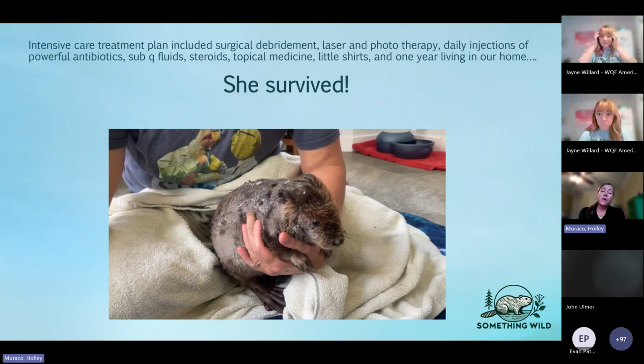So I, not being one to want to give up, this little fighter, she wanted to survive. She never did want to give up herself. We gave her an intensive care treatment and lots of treatment plan, between surgical debridement of the skin, laser and phototherapy, daily injections of antibiotics and sub-Q fluids and steroids and topical medicine and little shirts. And she was in our home for 1 year. And we were able to actually pull her through.